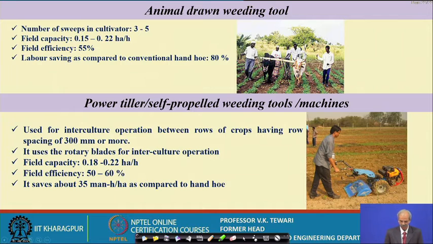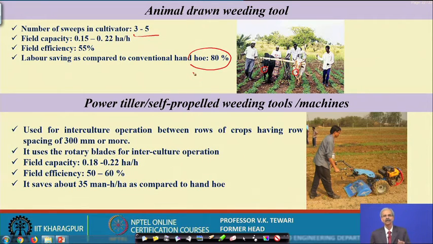Well, animal drawn weeding tools. Now, we will tell you some more details about these animal drawn weeders. The annual number of sweep cultivators you can see here is 3 to 5, and you can have 2 to 3 in between. You see that the mouths of these animals are closed, otherwise they will eat the crops. Labor saving is about 80% compared to the hand hoe, or when you do it manually.